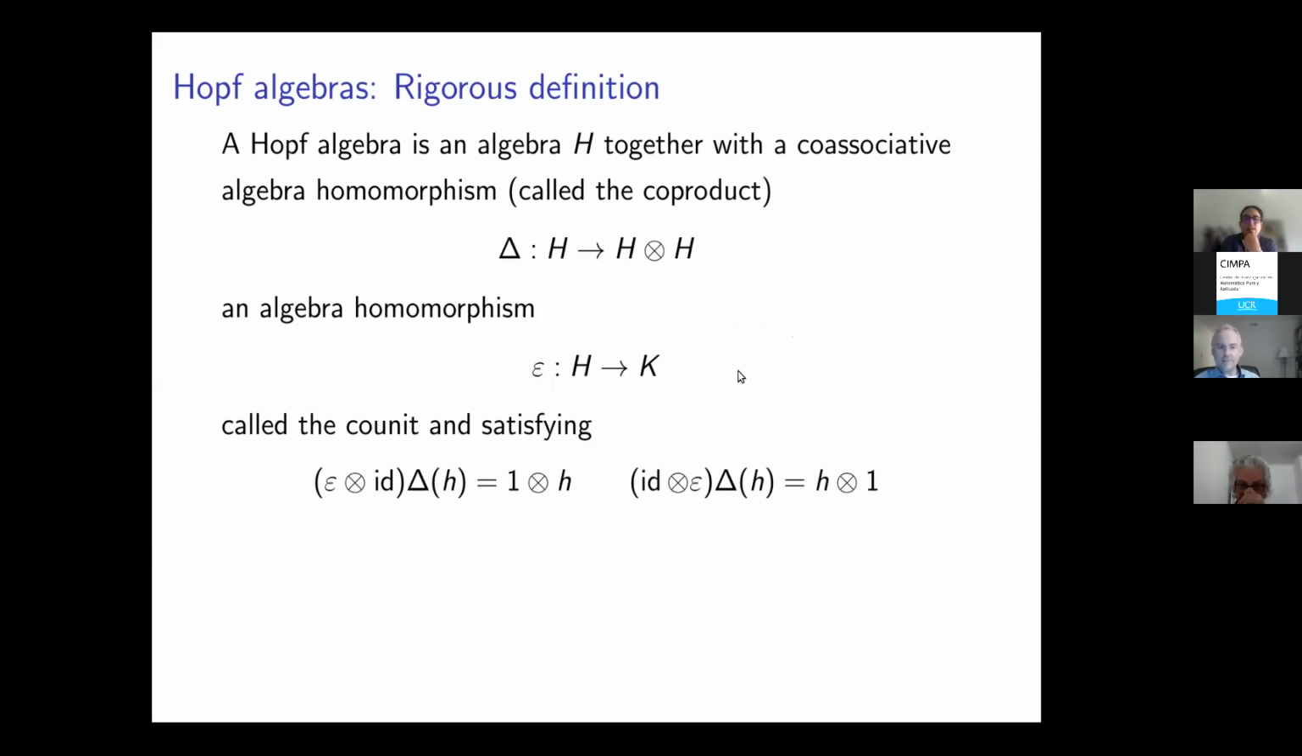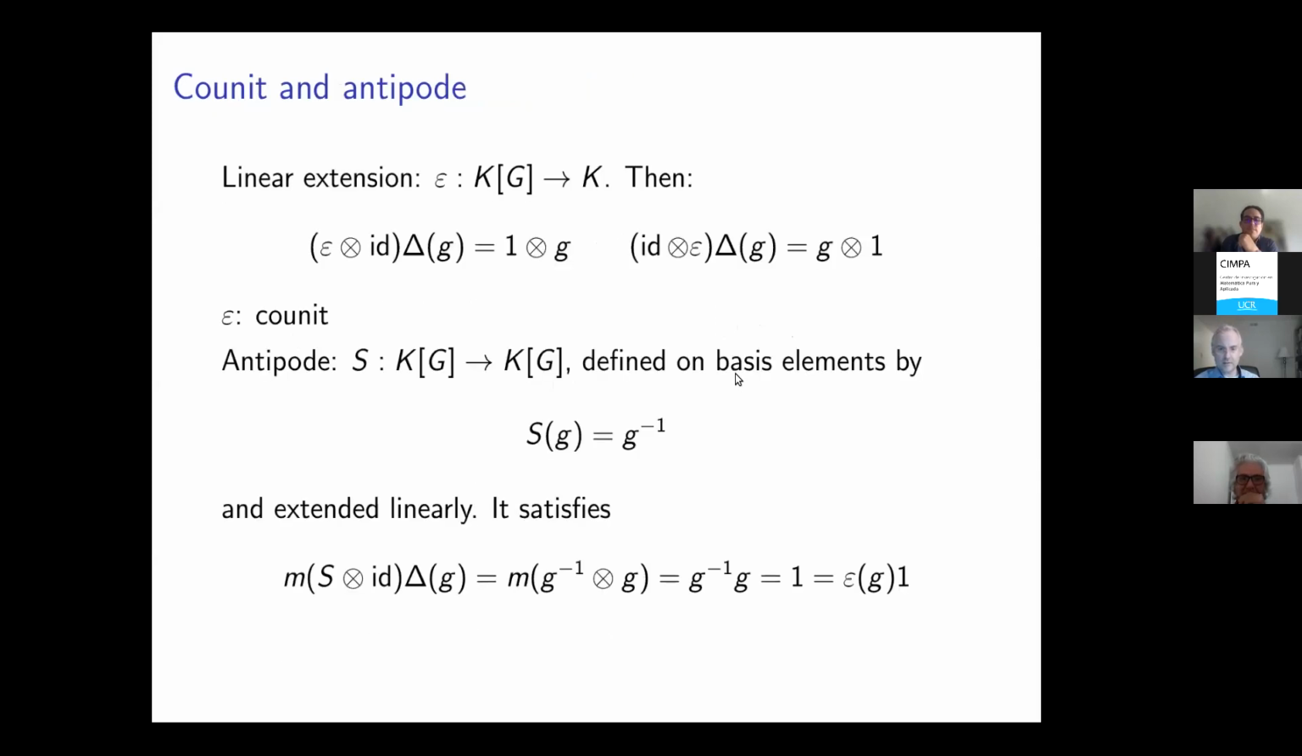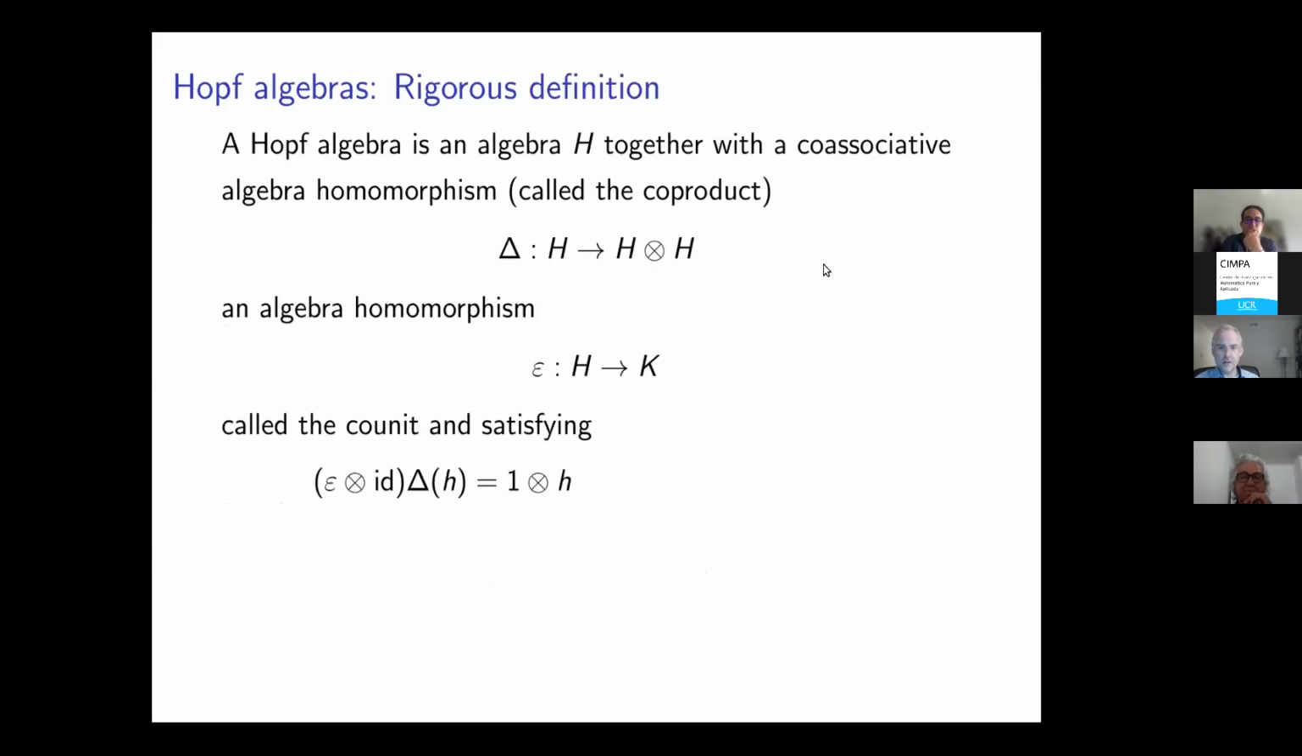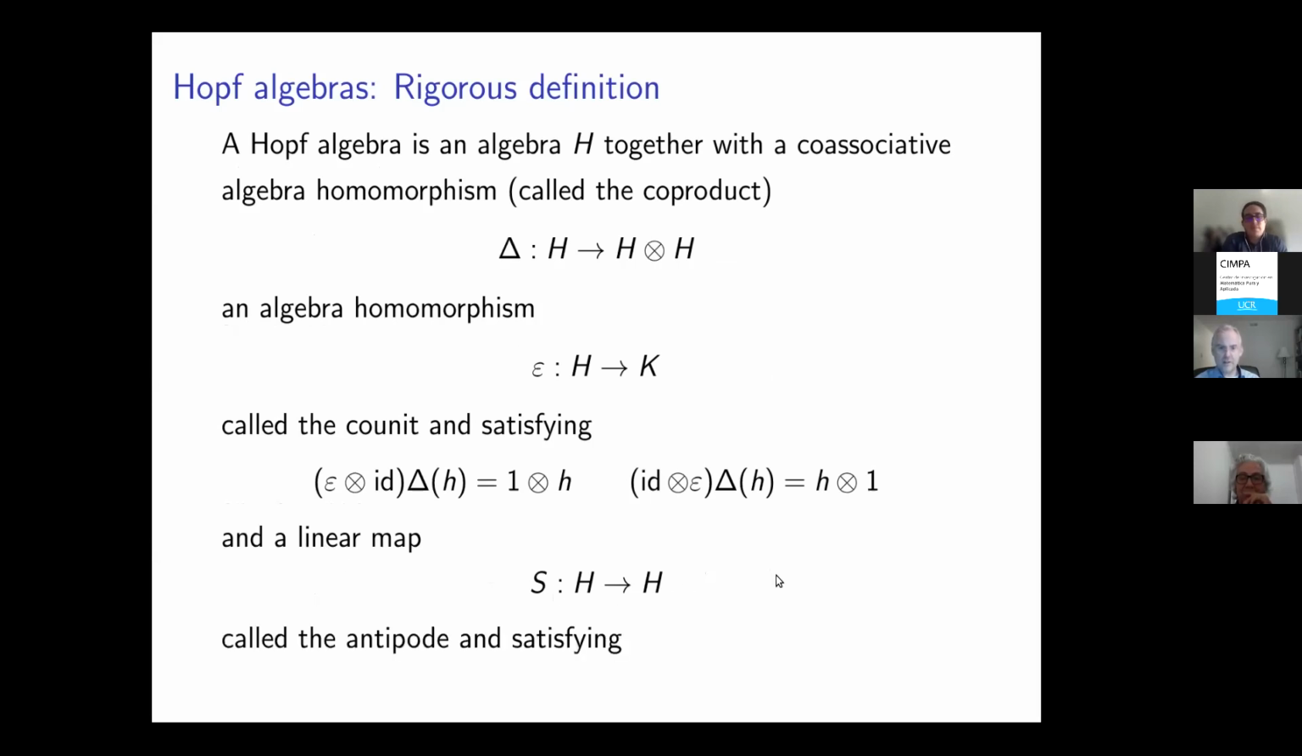And then finally, I hope that you recognize these equations. We also had them on the previous slide. These are these two equations over here, which were written out for group elements. And then the last condition is, so we have this counit, and then we have a linear map S from H to H, called the antipode, which satisfies these two equations over here. Multiplication, S tensor identity, coproduct of H is epsilon H tensor 1, and also the same with the antipode on the other side. And I hope you recognize this equation too.